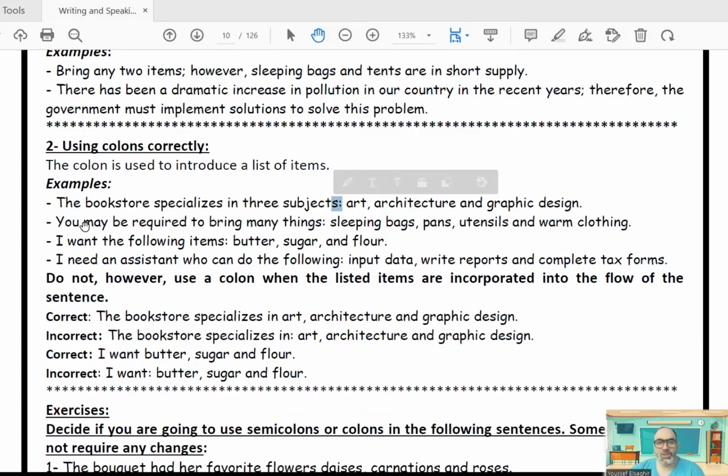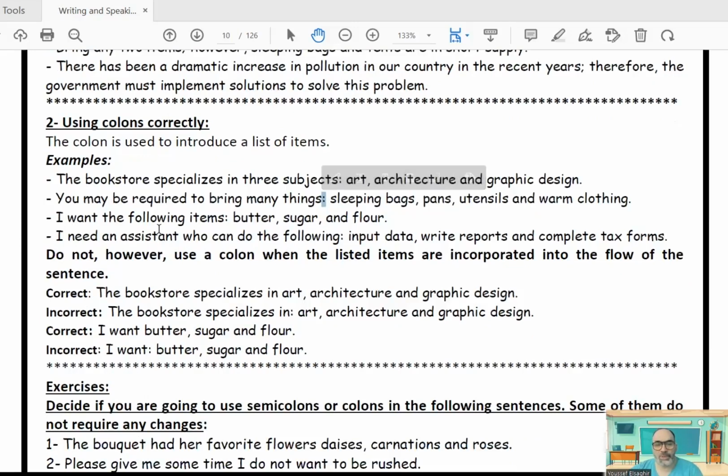One more example. You may be required to bring many things: sleeping bags, pens, utensils, and warm clothing. So you have four items here, and we have a colon before them. One more example. I want the following items: butter, sugar, and flour. So you have a colon and so on. I need an assistant who can do the following: input data, write reports, and complete tax forms. So you have a list of verbs, and before the list of verbs, you have a colon.